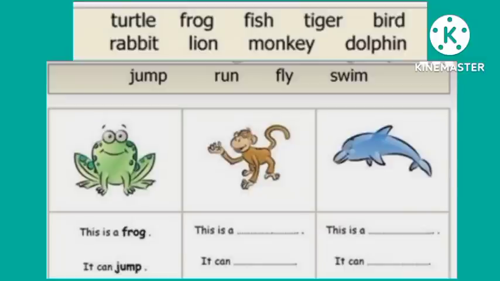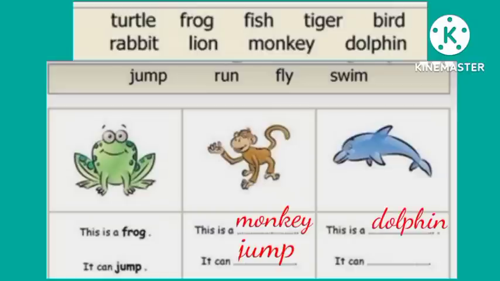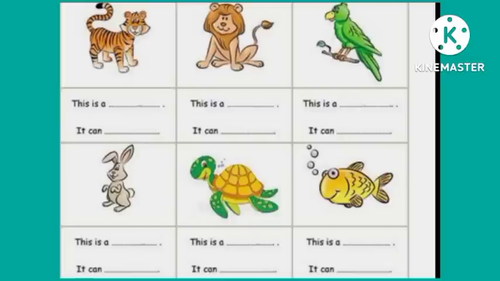Okay, next question. There are turtle, frog, fish, tiger, bird, rabbit, lion, monkey, dolphin. What is number 2? This is a monkey. It can jump. And then, this is a dolphin. Dolphin can swim. Very good. Next question. This is a tiger. Tiger can run. Okay, good.